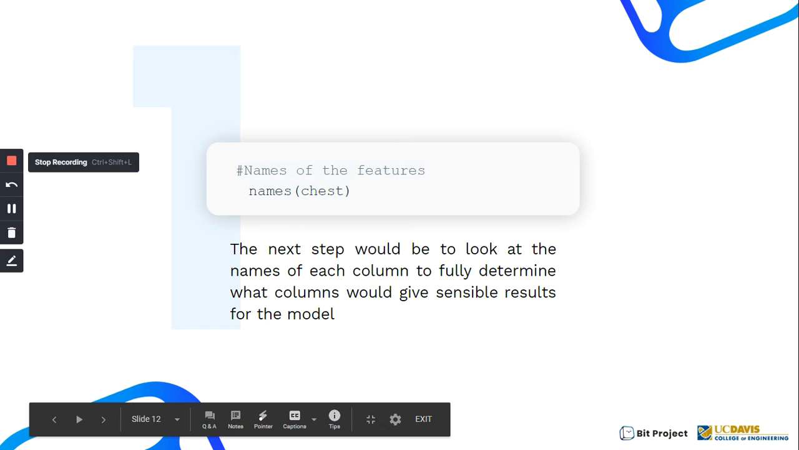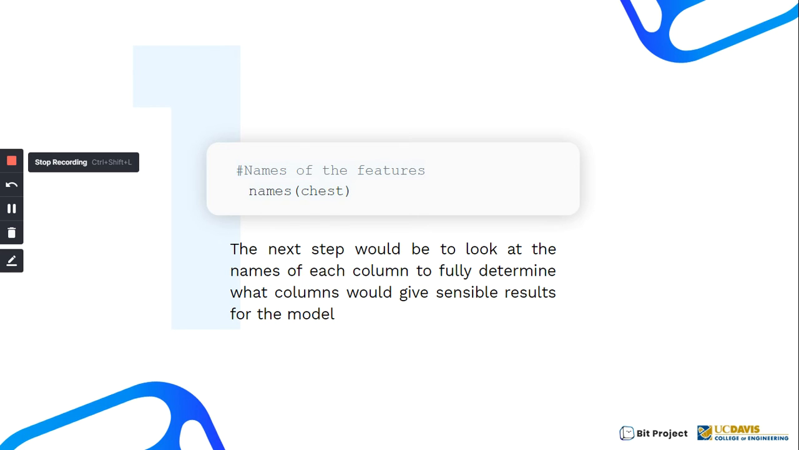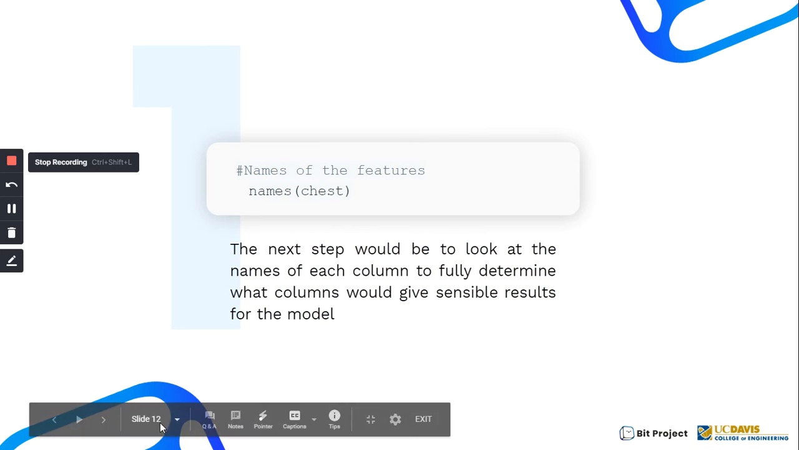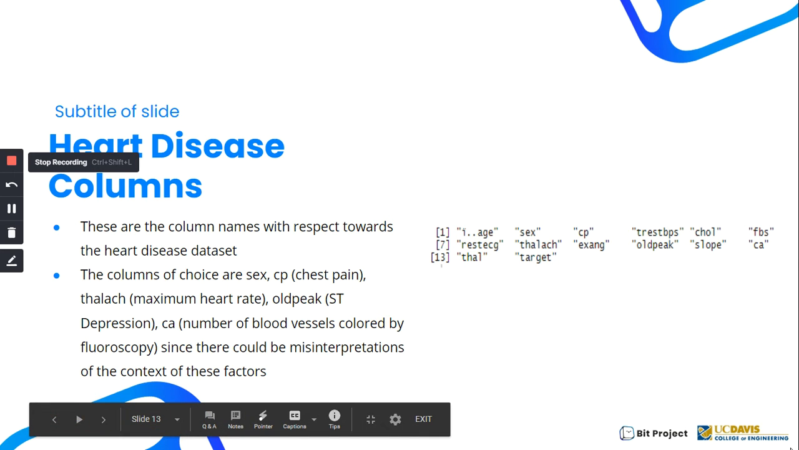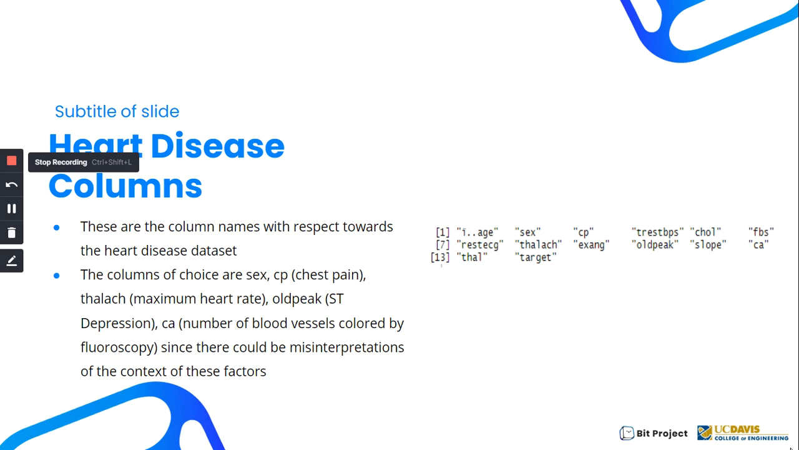The next step is to look at the names of the columns to distinguish which columns seem to be very relevant in the actual model building. Now these are all the 14 same columns that you have seen before again. What I personally recommend is to choose the sex column because this can classify the patients by the two primary sexes, male and female.